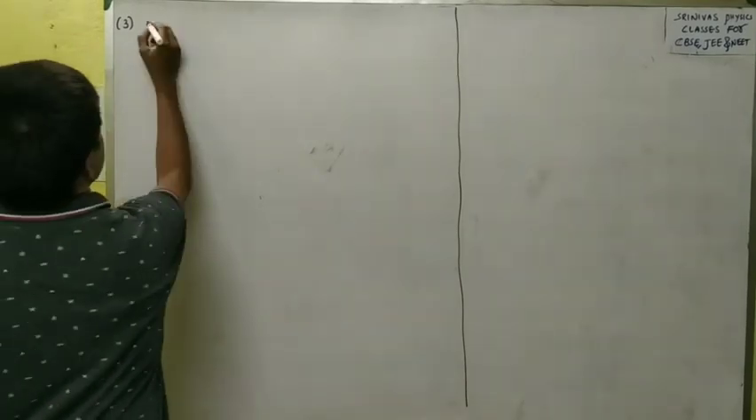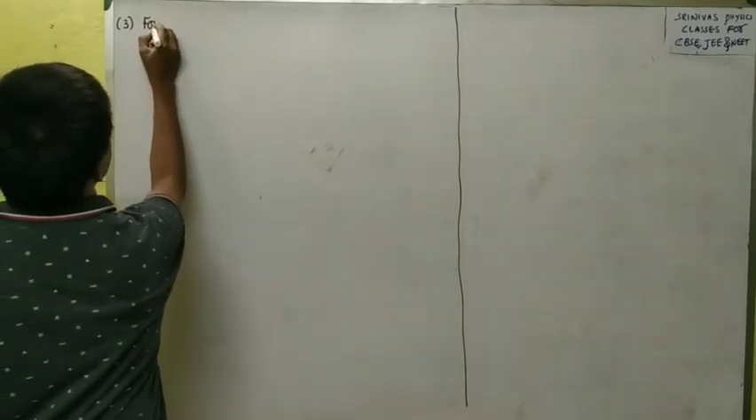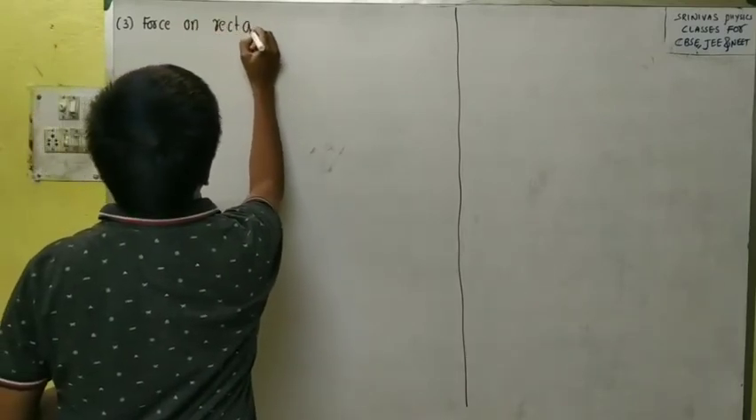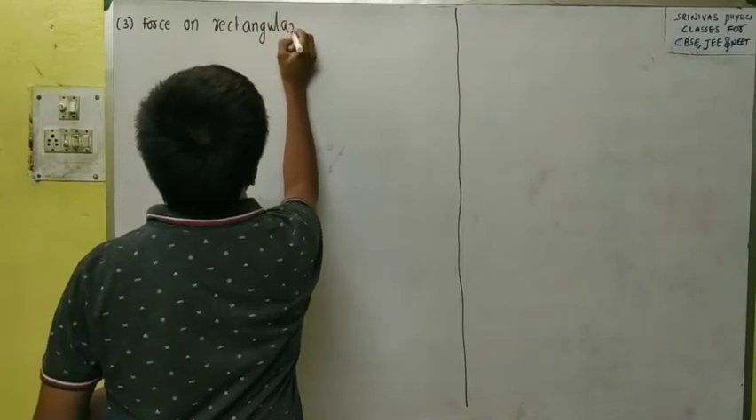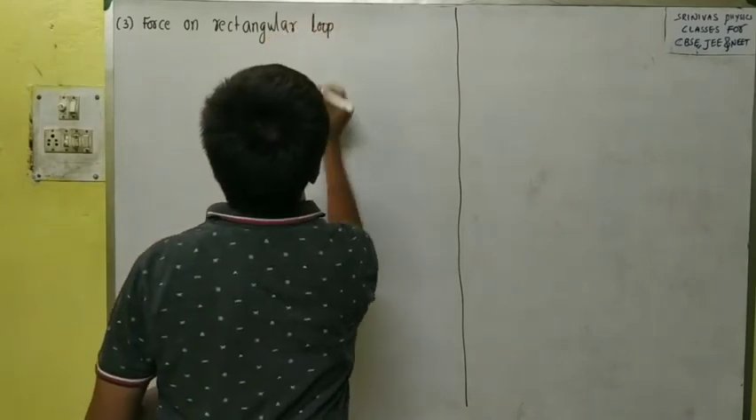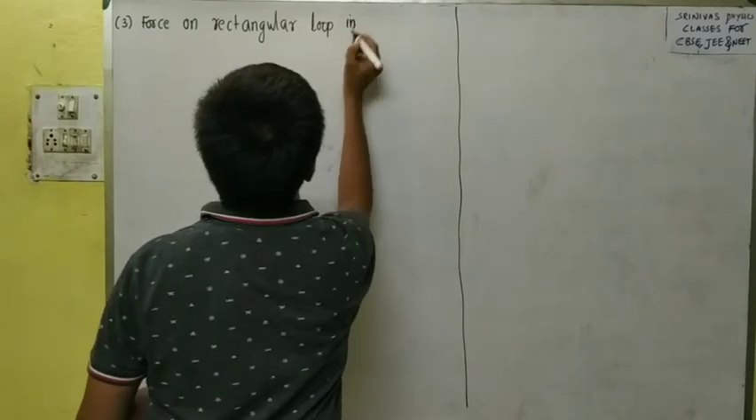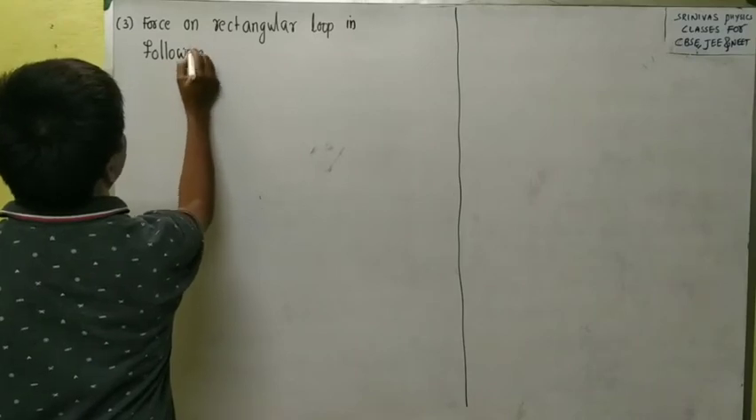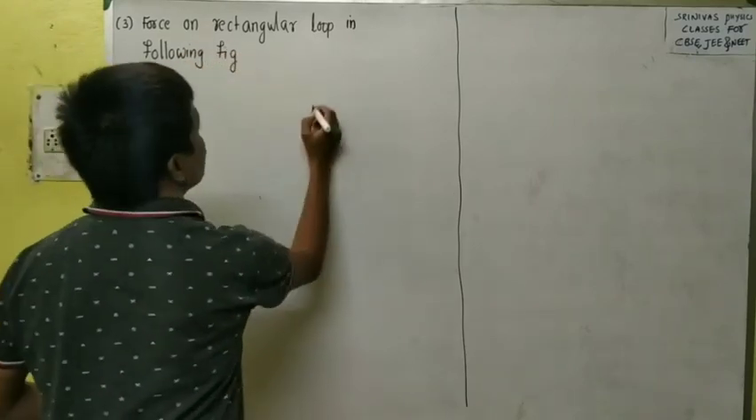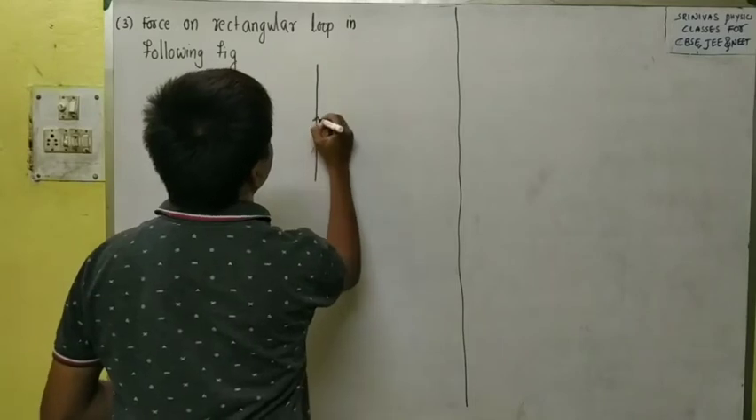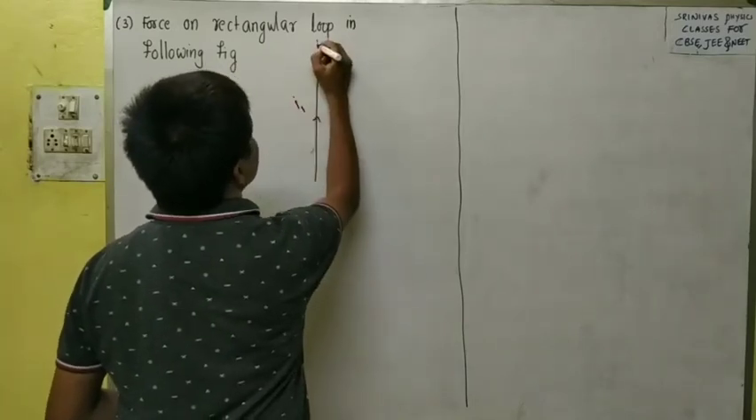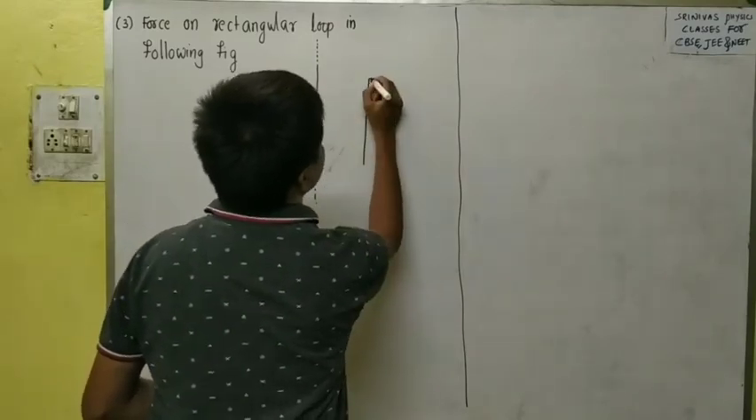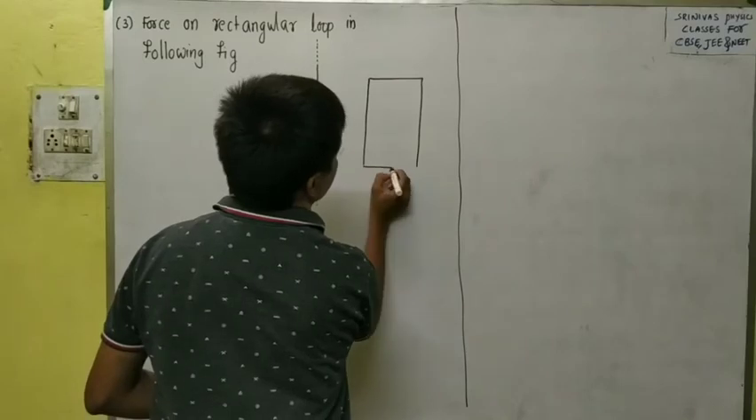Now, force on a rectangular loop. I want to find out the force on a rectangular loop. Look at the following figure. How? This is a current carrying conductor. Its length carries I1 current. It is of infinite length, and there is a rectangular loop here. This is a rectangular loop, right?